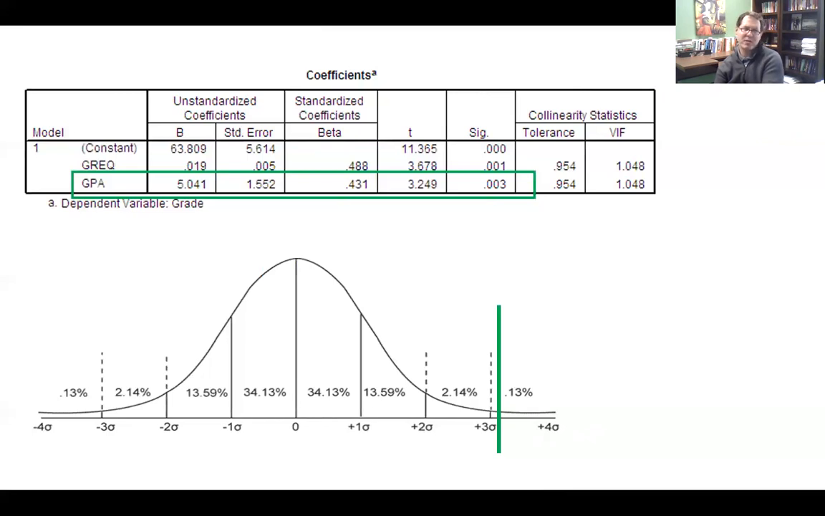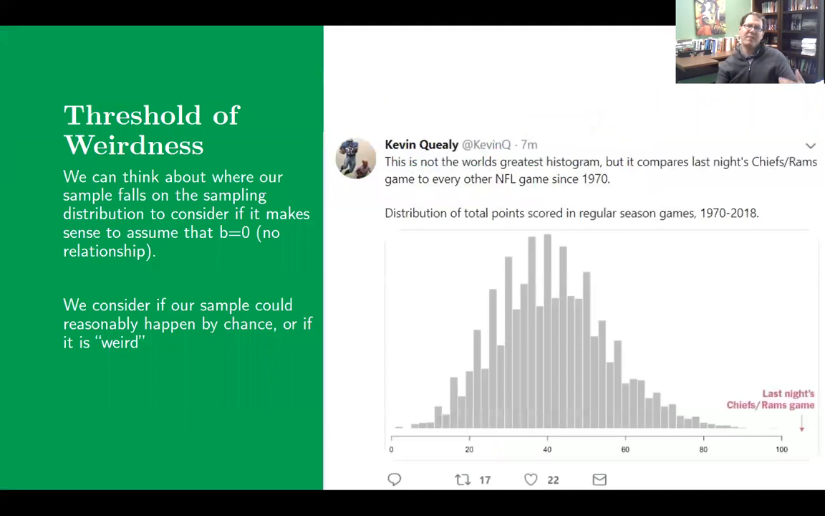And so then I have to ask the question, okay, so I've placed my sample on the sampling distribution. What does that actually mean? Let me walk you through this idea of the threshold of weirdness. I think a useful way of thinking about this is to refer back to a Chiefs-Rams game in November 2018, in which the two teams scored collectively over 100 points. I think it was 54-51 was the final score.